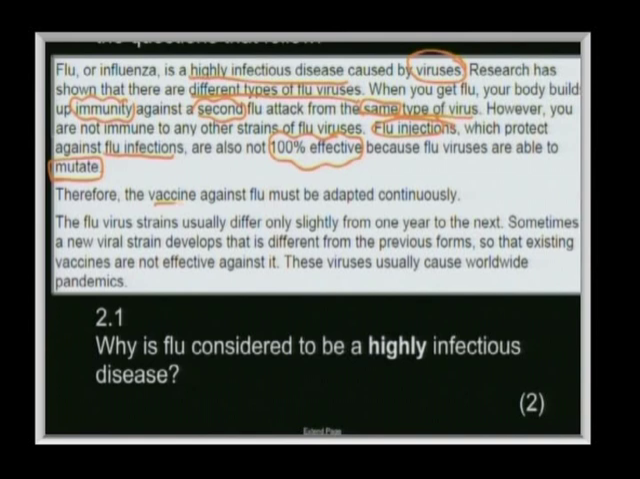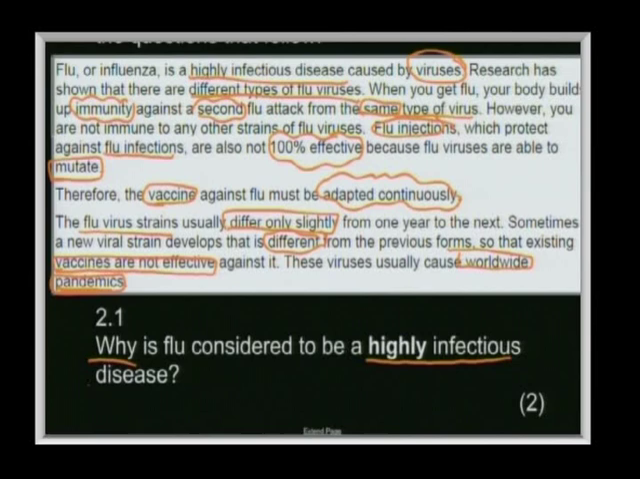The vaccine, thus, must be continuously adapted. The flu virus strains usually only differ slightly from one year to the next. Sometimes there is a very different strain so that existing vaccines are not effective, and this may cause worldwide pandemics. Now there's a new word, pandemic. It's not the same thing as an epidemic. We'll look at that in a moment.